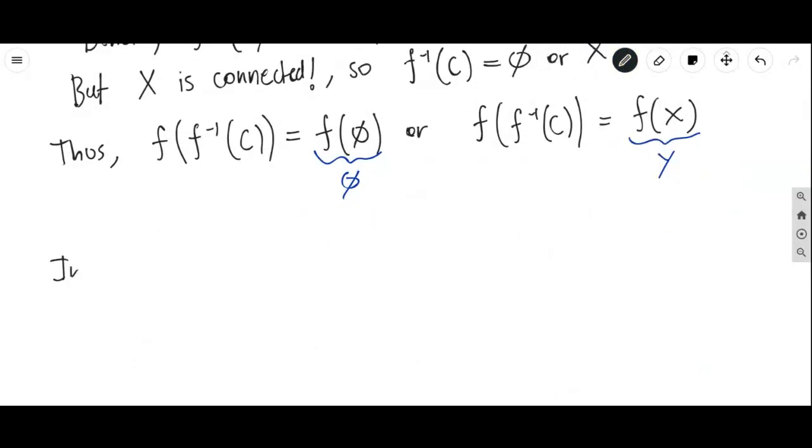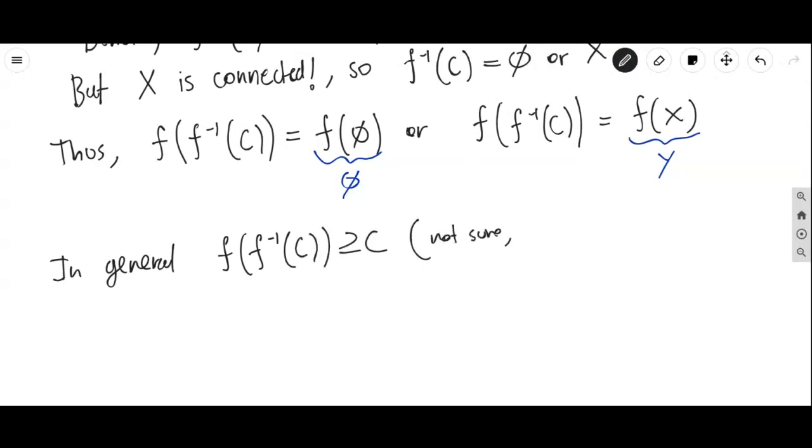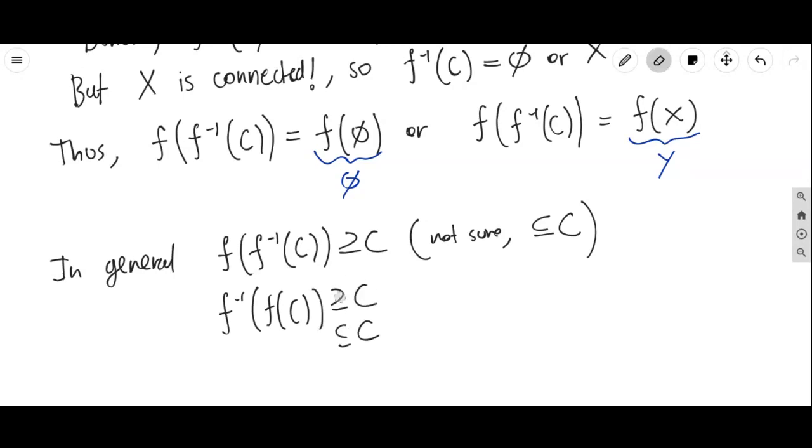Now here's the part which is actually important. In general, F of F inverse of C contains C. Actually, I'm not sure. Maybe it goes the other way around, maybe it's contained. The reason I'm not sure is because I'm lazy to think and figure it out. It's one of these two. I always forget, I always have to rederive it. It's one of those set operations that is impossible to memorize. It's not difficult to figure out, but we're mathematicians. We're lazy. We do not want to think about that. I'm just going to guess it's this one. If it's not this one, it's the other one.